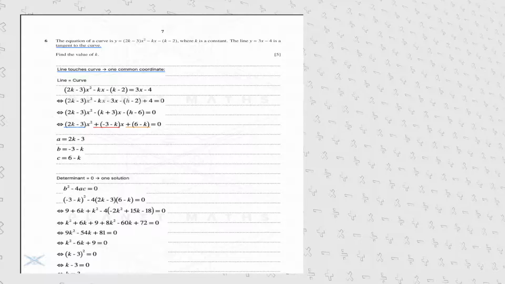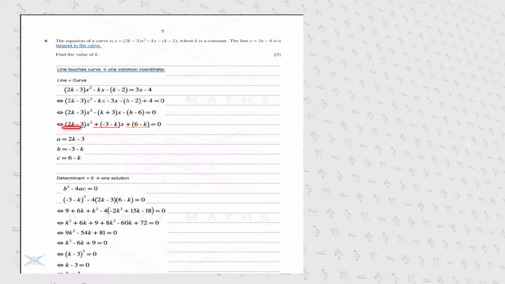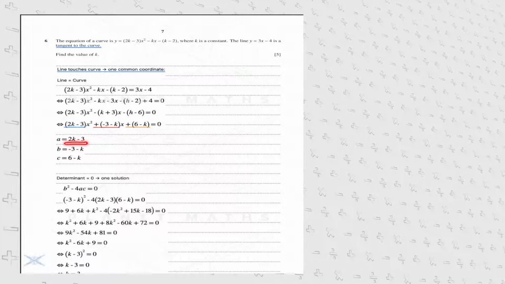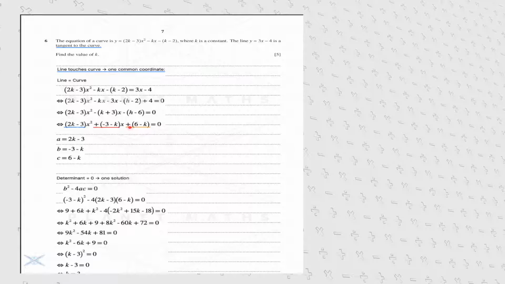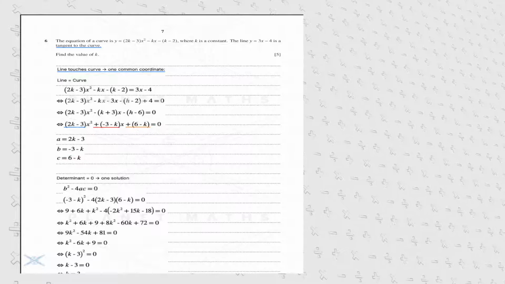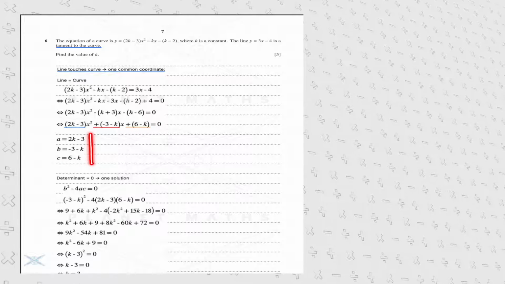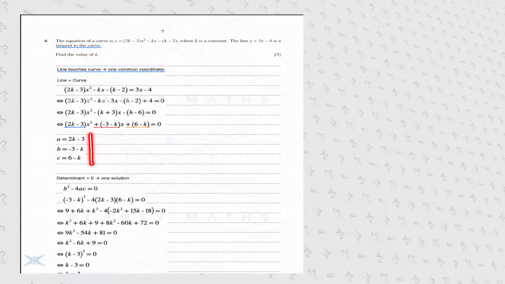Therefore, we can conclude that a, the coefficient of x squared, has the value 2k minus 3, the coefficient of x, b, is -3 minus k, and the constant c is 6 minus k. At this stage, we are now able to employ the quadratic formula in order to find our solutions.